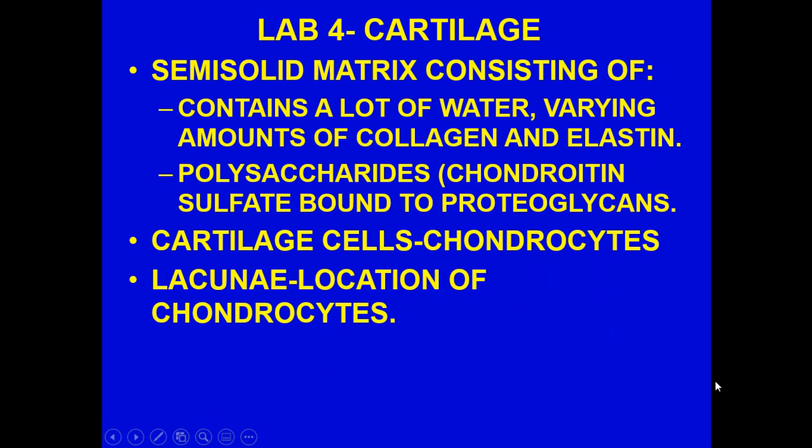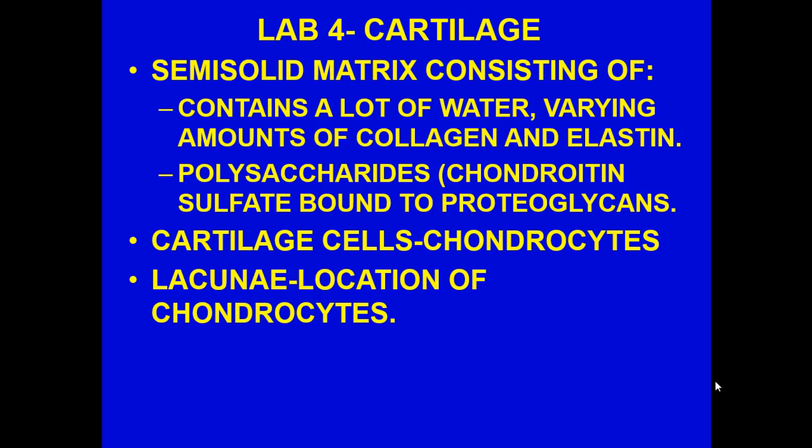Now let's first start off with cartilage. Because when we come to cartilage as well as bone, these are the primary tissues that do a lot for support. Cartilage is a semi-solid matrix. It consists of water, varying amounts of collagen and elastin. These are proteins that provide for strength and some recoil, so flexibility under pressure and flexibility when being stretched. We have a lot of polysaccharides. This is chondroitin sulfate, and it's bound to proteoglycans. The cartilage cells are called chondrocytes.